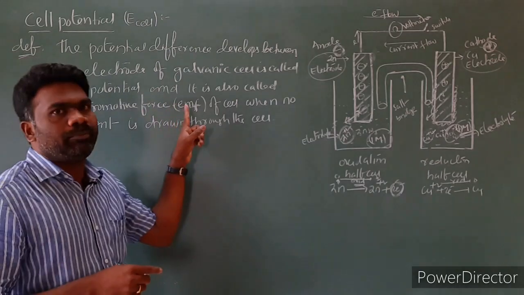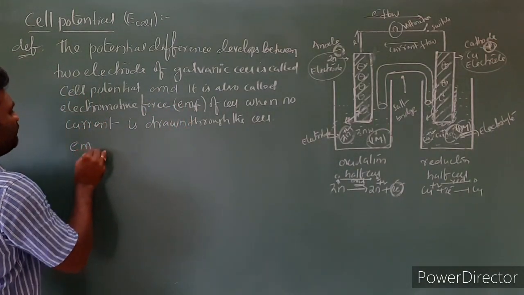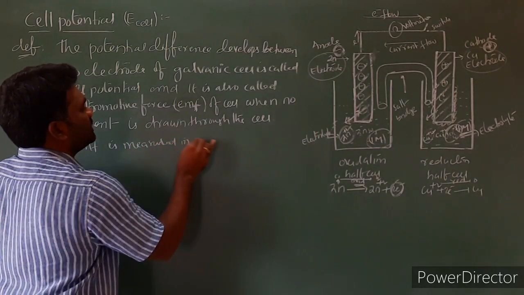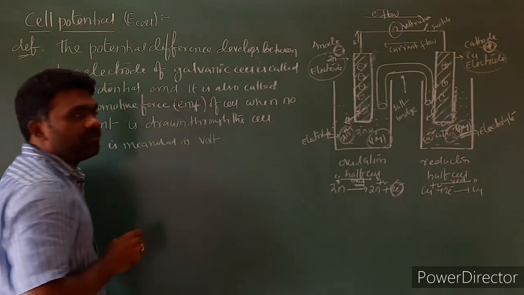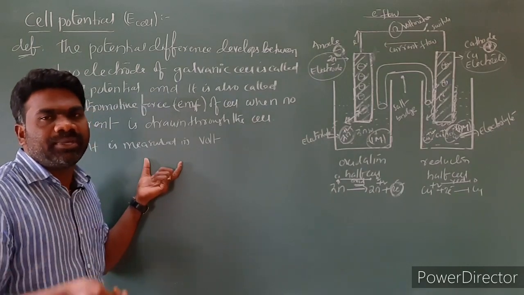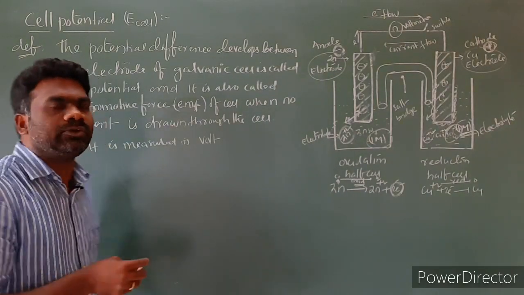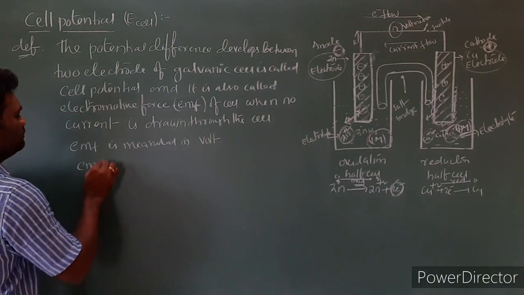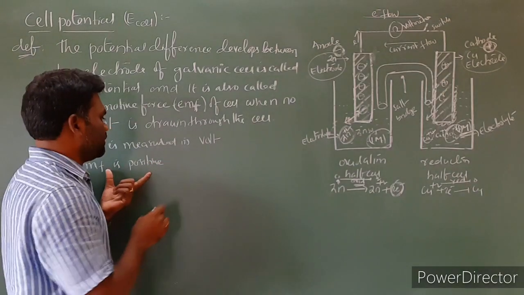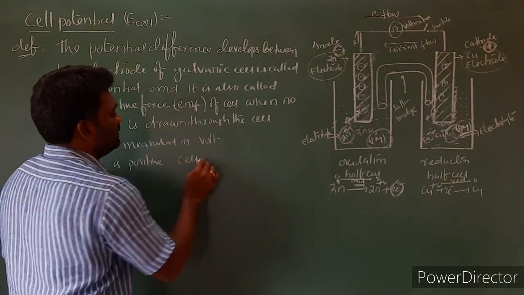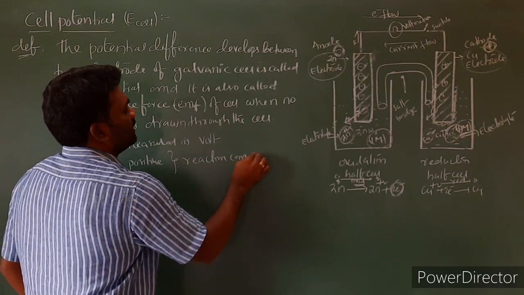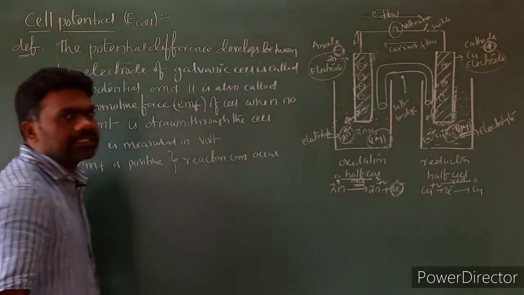Cell potential or EMF is measured in volts. If EMF is positive, the cell reaction occurs. If EMF is negative, the cell reaction does not occur. After calculation, if you get EMF positive, the cell reaction can occur. The reaction can take place.